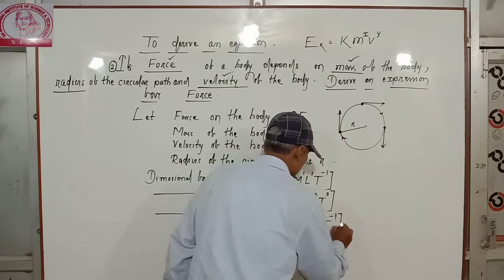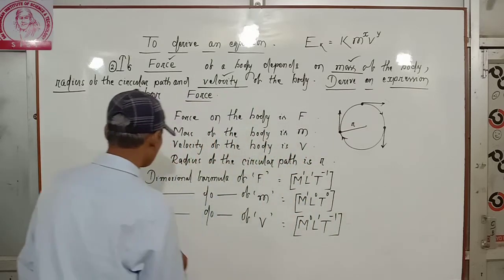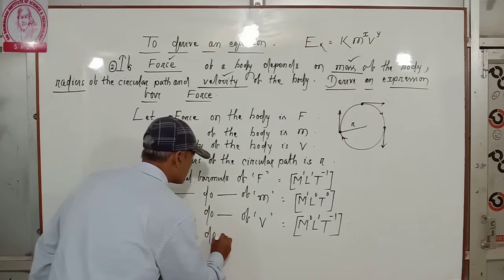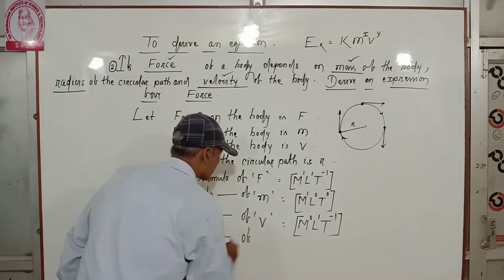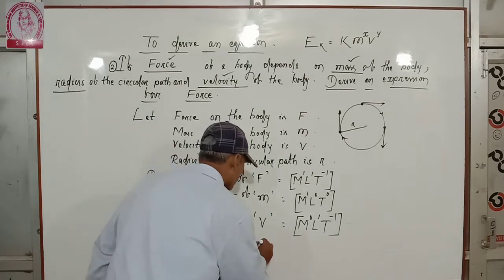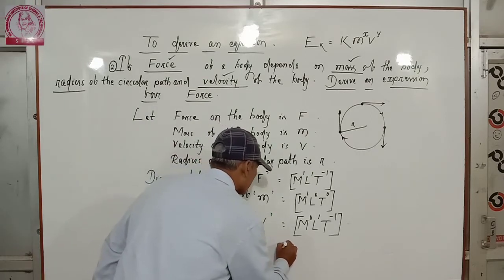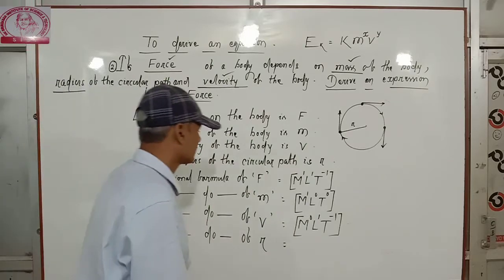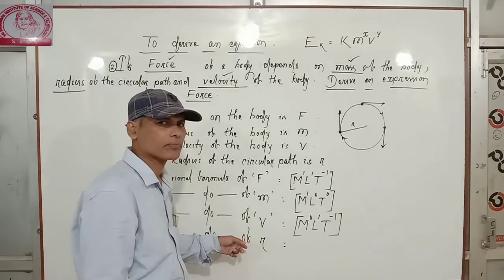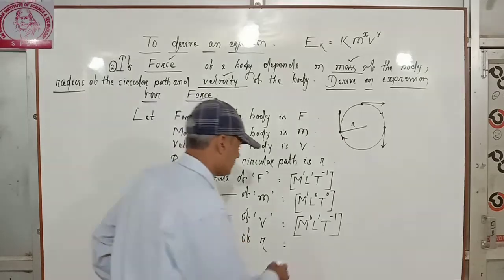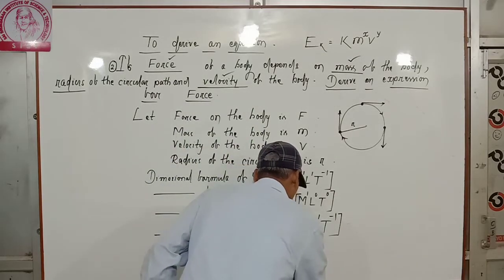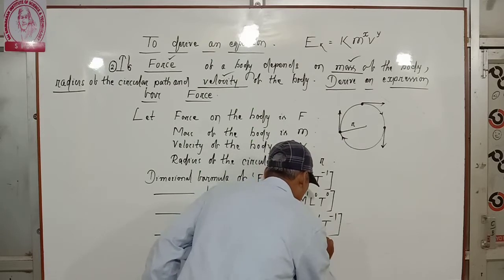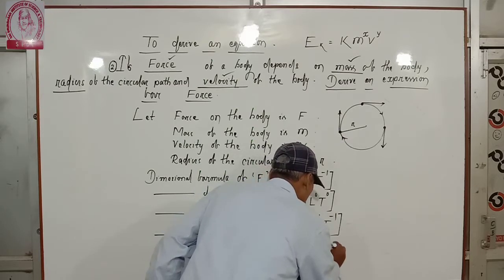Dimensional formula of R. This is radius. Radius is a length. So M0 L1 T0.